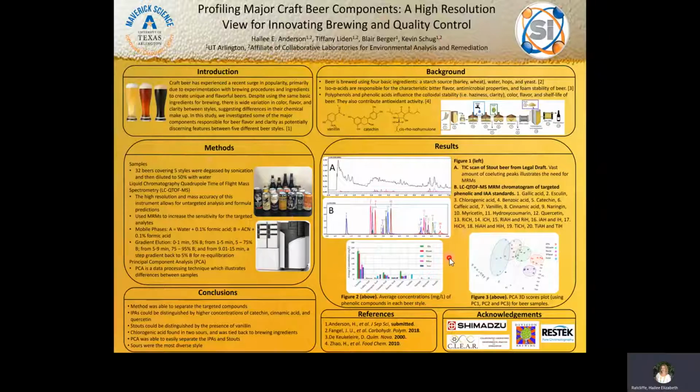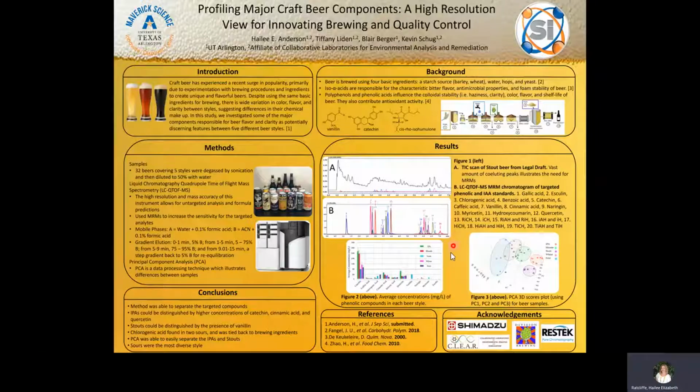We performed a similar study for the isoalpha acids and found that the IPAs consistently had the highest amount of isoalpha acids, while sours consistently had the lowest. This can also be tied back to the brewing ingredients because isoalpha acids originate from the hops, and IPAs are brewed with the highest amounts of hops, while the sours are brewed with the lowest amounts of hops.